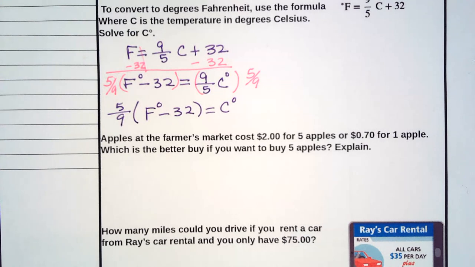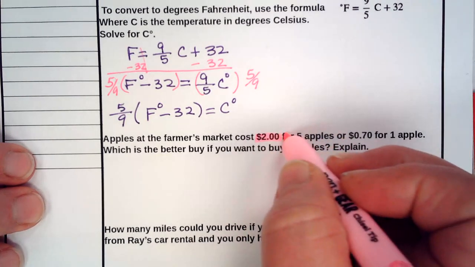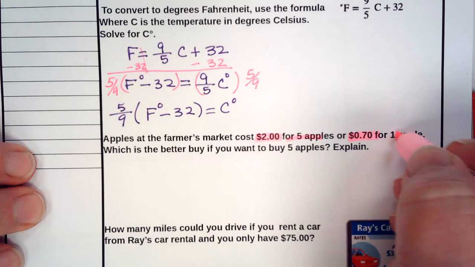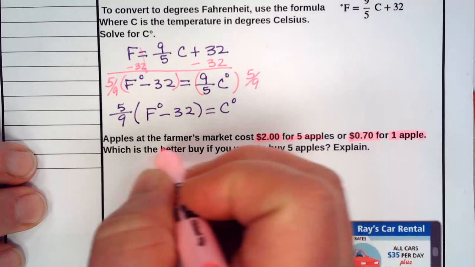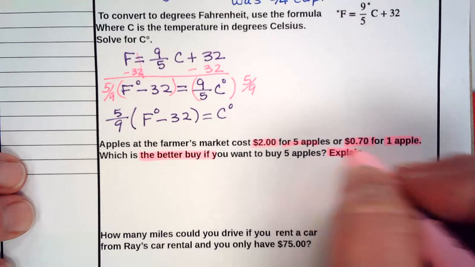Okay, at the farmer's market, the cost is $2 for 5 apples or 70 cents for 1 apple. Which is a better buy if you want to buy 5 apples? Explain why. So we know that $2 for 5 apples, 70 cents for 1 apple. And better buy, and explain.